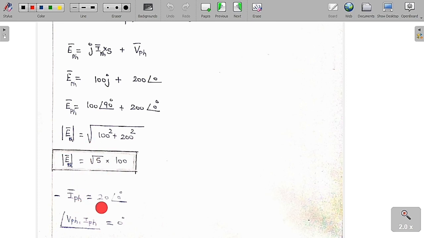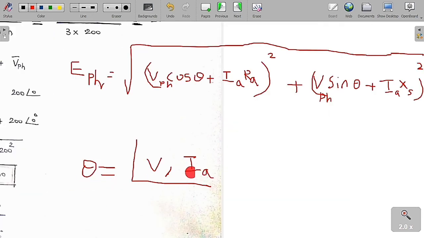And the per phase current is equal to 20 at an angle of 0 degree. As I have already told you, the load is a unity power factor. So the terminal per phase voltage is 200 at an angle of 0, and the terminal current is also 20 at an angle of 0 degree, because both are in phase, as it is a unity power factor load. So the angle between V phase and I phase is 0 degree. It is actually the terminal voltage. So theta is the angle between V and IA, where V is the per phase terminal voltage.